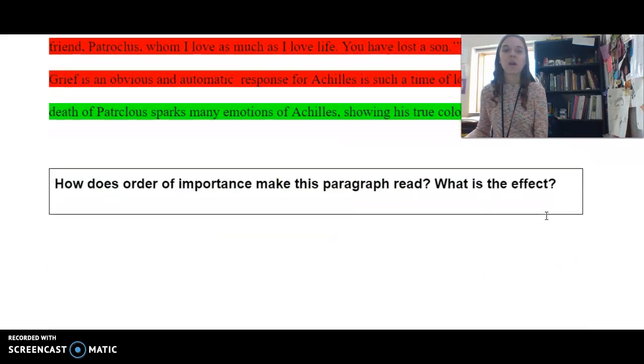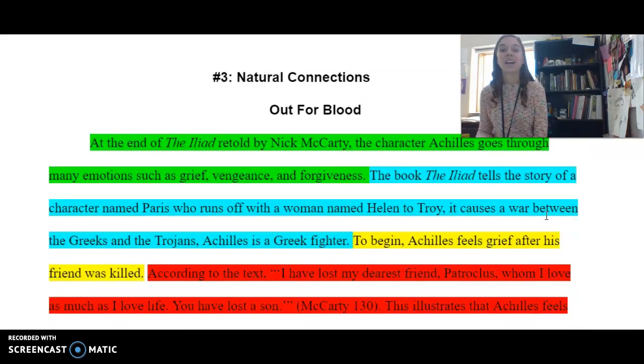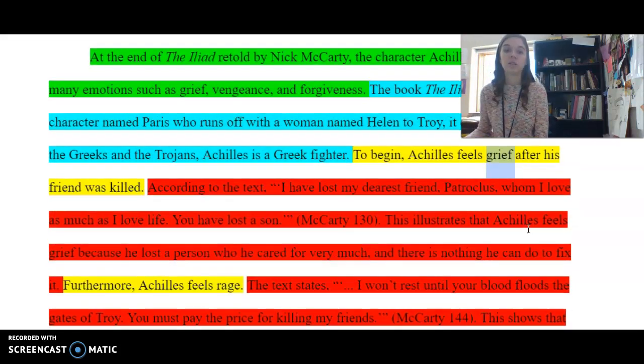Okay? All right, and then finally, natural connections. So this one, again, is going to feel kind of weird. There's no formula for this, so it takes practice. But this one is taking kind of everything that happens and connecting the dots. You might not use the same main points in this one, okay? So for instance, we do start with Achilles' grief, right? So again, that event, Patroclus dying, boom, takes him into that state of grief. But then we're going to think about what comes next, all right?